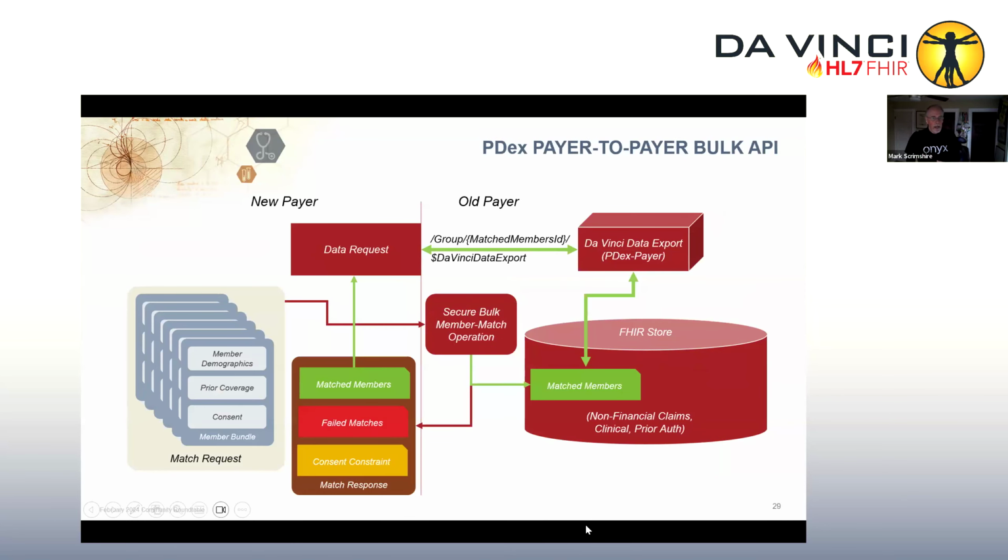So payer-to-payer, the bulk is another bulk API as per the requirements of the CMS interoperability rule. That will work slightly differently. When members move from one plan to another, effectively a payer could, as part of the enrollment process, or maybe through their member portal, provide the option for a member to say, yes, I want you to go and get my data from the old plan.